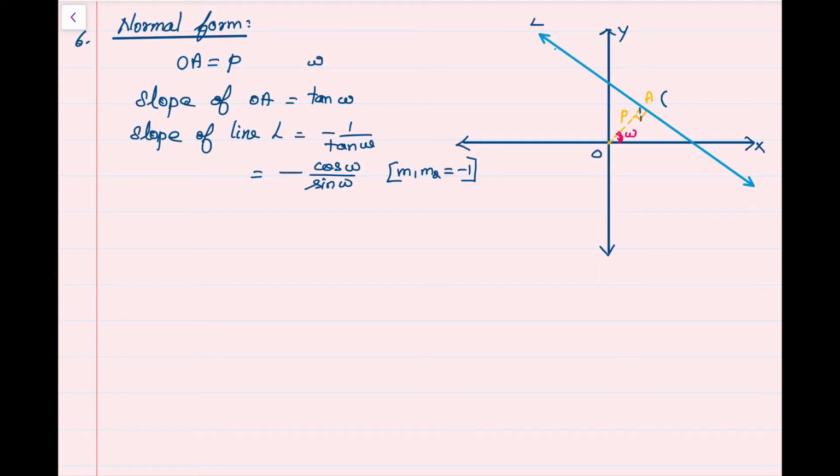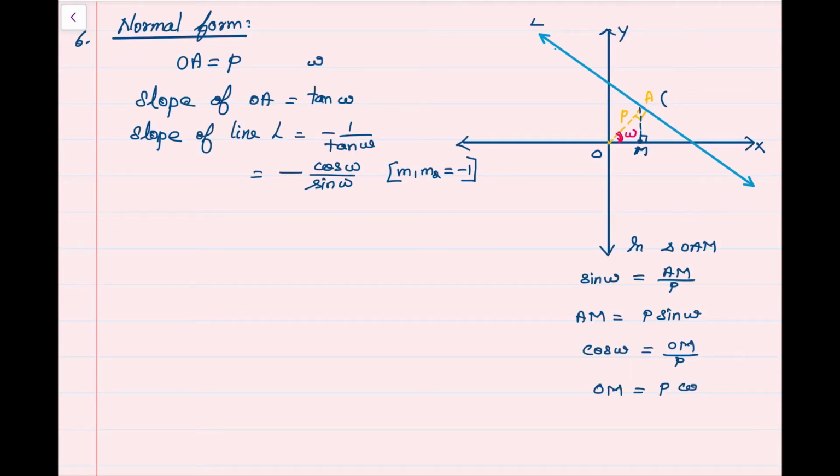Let us draw a perpendicular from A to x-axis. Let this be M. In triangle OAM, sine omega is opposite side divided by the hypotenuse. Therefore, AM is p sine omega. And cos omega from the same triangle is adjacent side by the hypotenuse. Therefore, OM distance will be p cos omega. OM is the x coordinate of this A point, which is p cos omega, and AM is the y coordinate of A point, which is p sine omega.